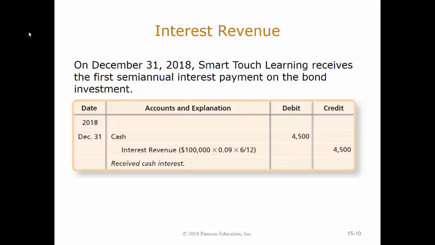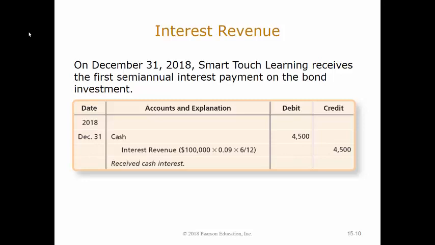So for this bond that Smart Touch owns in Neon Company, it pays interest semi-annually. That's every 6 months. So the formula they're going to use is $100,000, the face value, times 0.09, the stated rate of interest, times 6/12, and that comes out to be $4,500. That is the amount of payment that Smart Touch is going to receive from Neon Company.